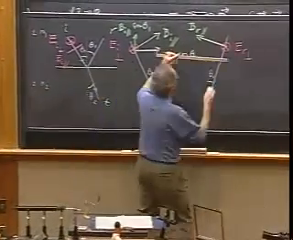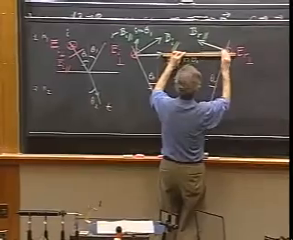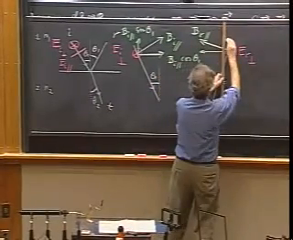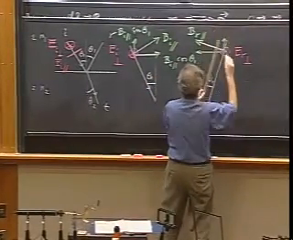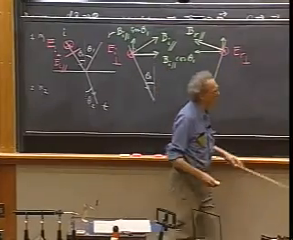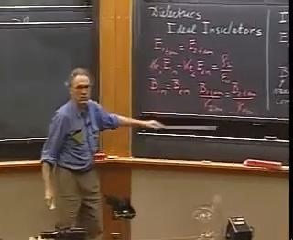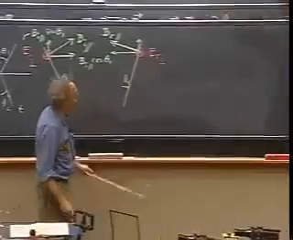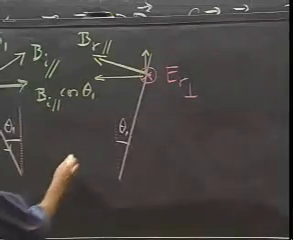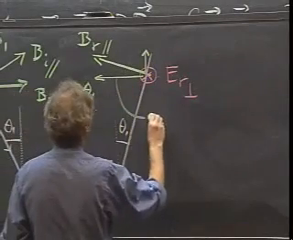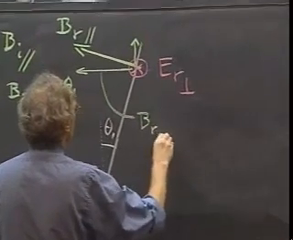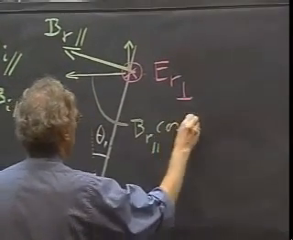And so I can now decompose that into a horizontal component and a vertical component. I'm not interested in the vertical component because I'm only going to use this equation, so I will only do the component in this direction. And so this one here is then B reflected parallel times the cosine of theta 1.